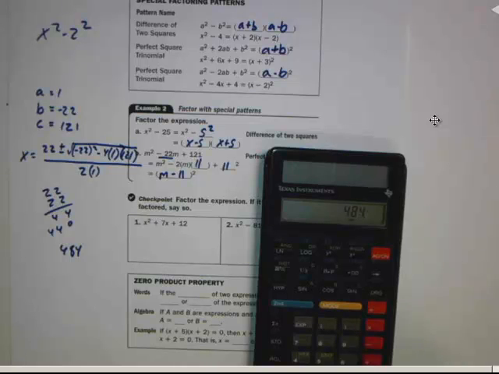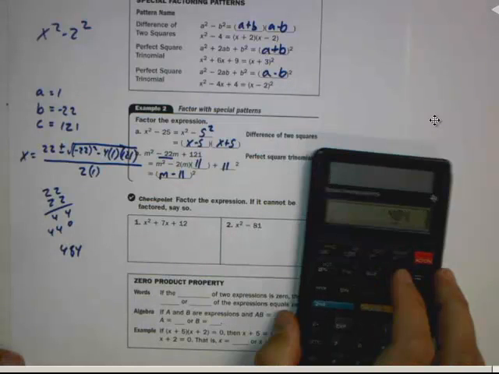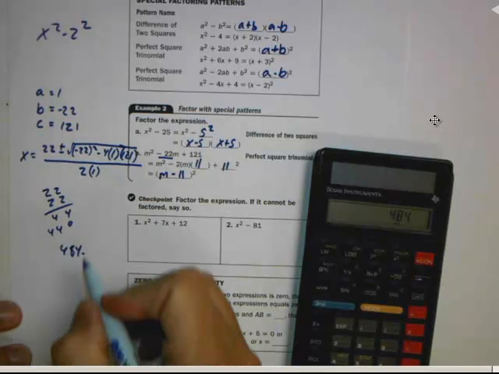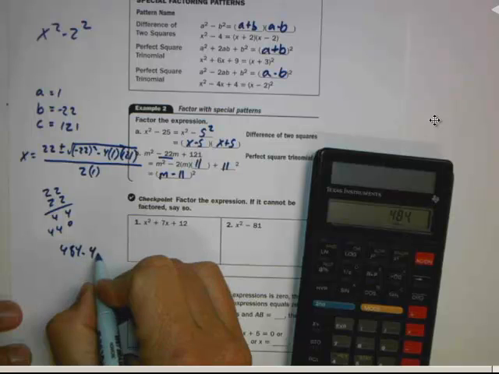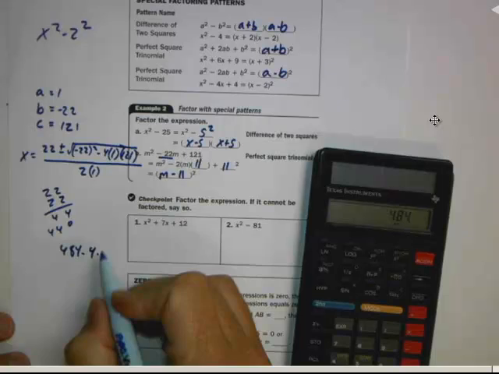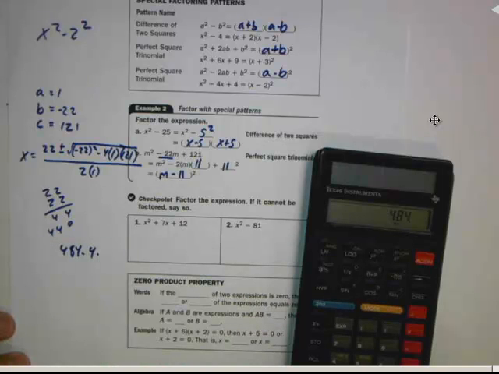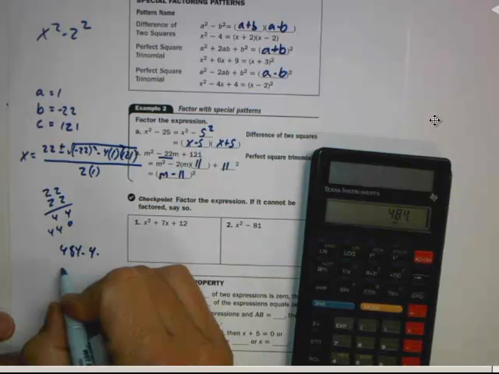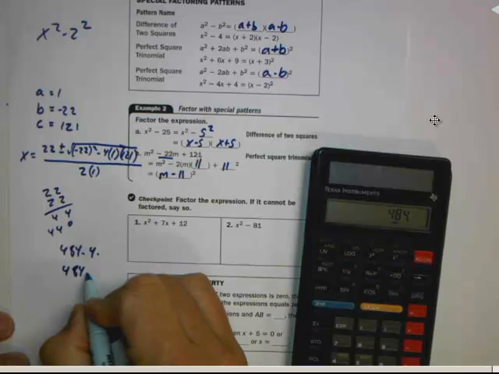And what I have to do is subtract from that the product of 4 times a, which is 1, so that doesn't really matter, times c. That 121 is positive. So I end up with 4 times 121, which is 484. So I have 484 minus 484.